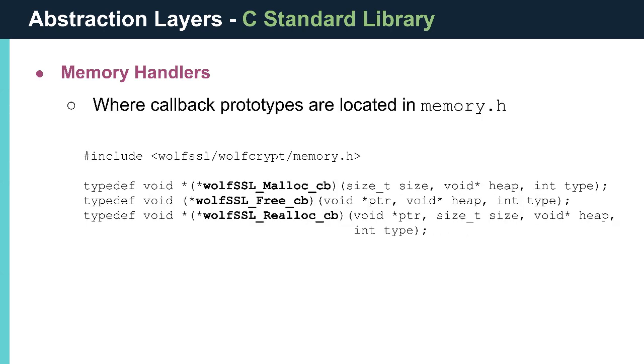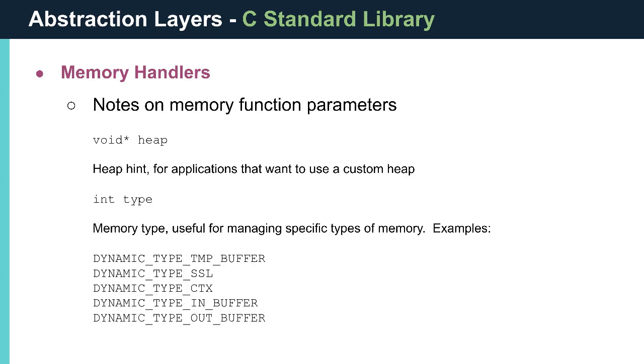Those callbacks are prototyped in our wolfssl/wolfcrypt/memory.h header with the following function signatures. So they essentially map mostly to what you would expect from malloc, free, realloc, but we also do have a heap pointer and a type that is a little bit unique compared to the system defaults. The heap pointer is a heap hint for applications that want to use a custom heap. If you remember, some of our extended functions took in a heap pointer that would essentially get passed back down to you at this level, inside of your custom memory handler.